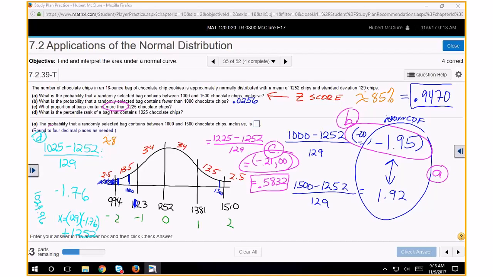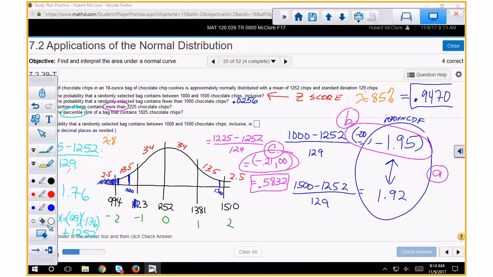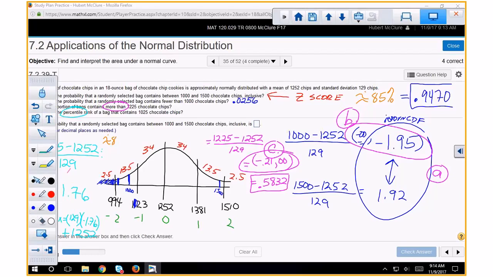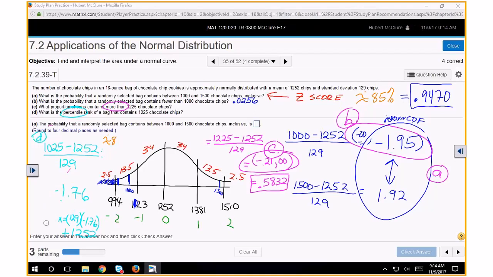Oh, what percentile? I'm sorry. What percentile? So just do from negative 9999. I thought that's what I was doing originally. I'm sorry, I messed up. So do negative 9999 to negative 1.76. That'll give you your area. What does that come out to be? 4 digits. 0.0392, and that'd be 4%. So it'd be the 4th percentile.